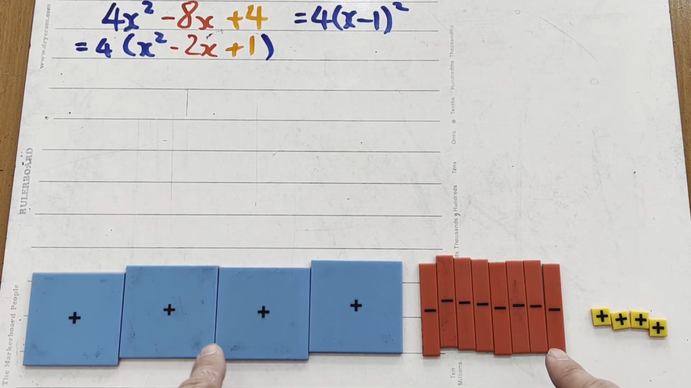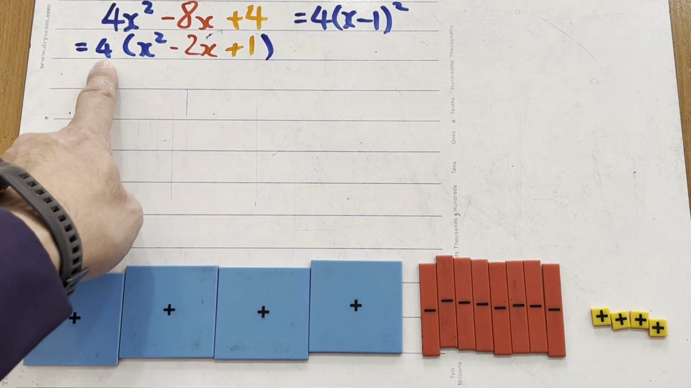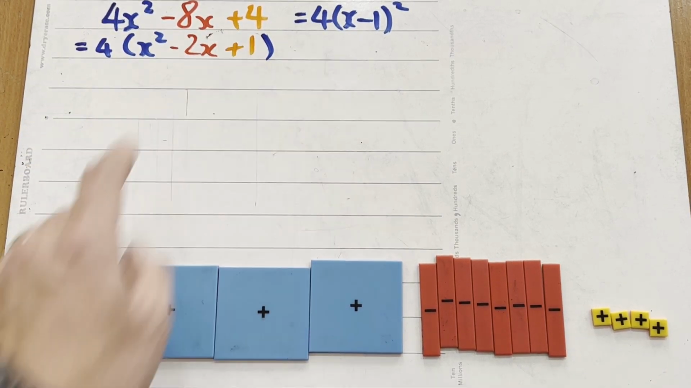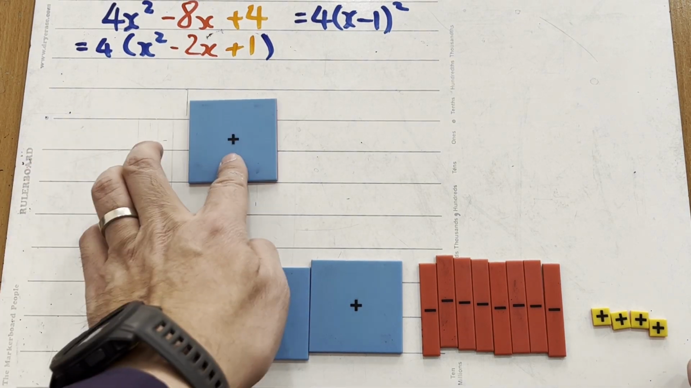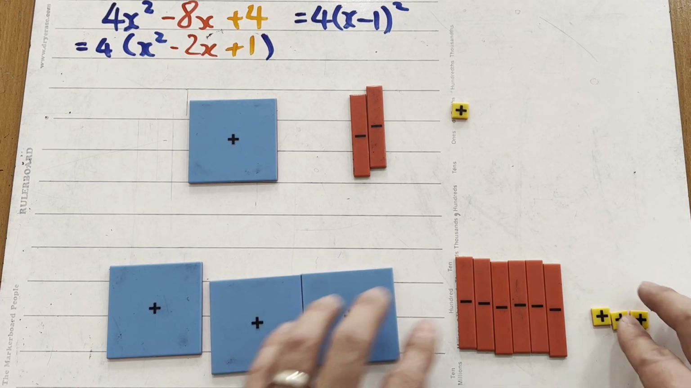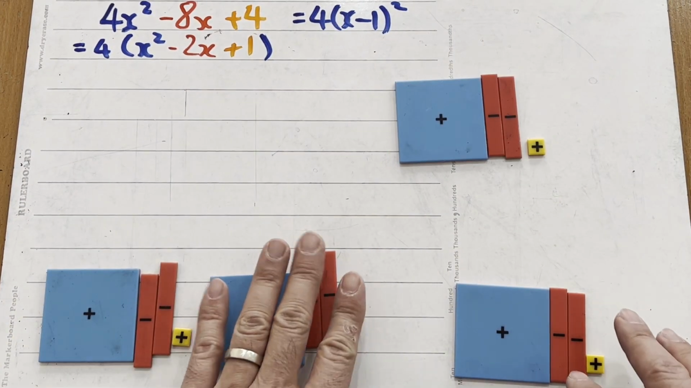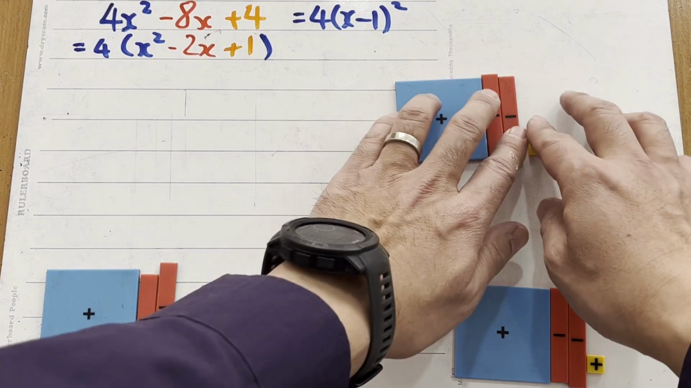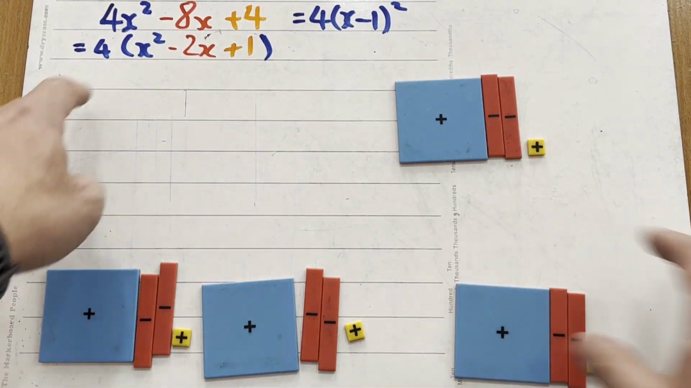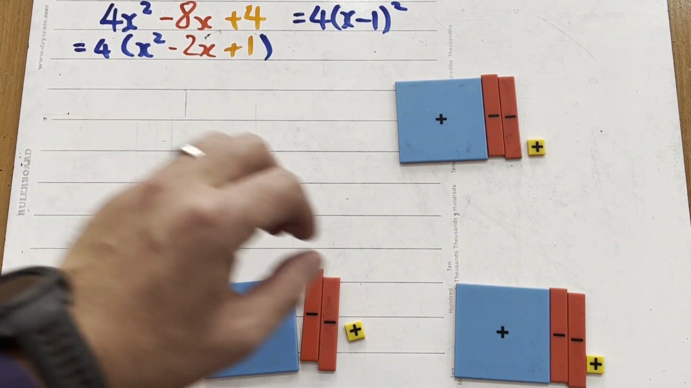Well, what does that mean for the tiles? That means that you take all these tiles and separate them into 4 groups of x squared minus 2x plus 1. x squared minus 2x plus 1. So that means I have 4 sets of these. I'm going to leave these 3 here for now because it's a lot easier to factor one group, because remember, we have 4 sets of the same thing. So we're repeating the tiles 3 more times.